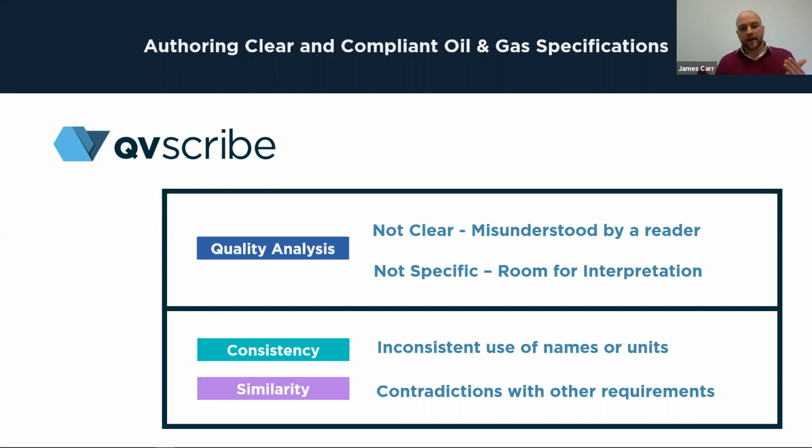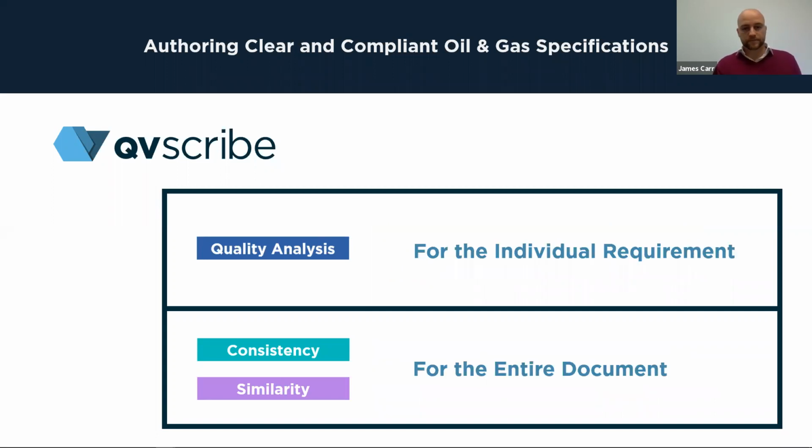And then at the document level, we have consistency and similarity. If there's inconsistent use of names or units, we have a check that can help your professionals as they're reviewing these documents to identify those types of issues. And lastly is our similarity analysis, which finds similar requirements that seem to be talking about the same things, so that you can check to make sure that they don't contradict other requirements, but also that they're not repeating what's already been stated elsewhere. So basically the quality analysis is for the individual requirement itself. The consistency and similarity is for the entire document.